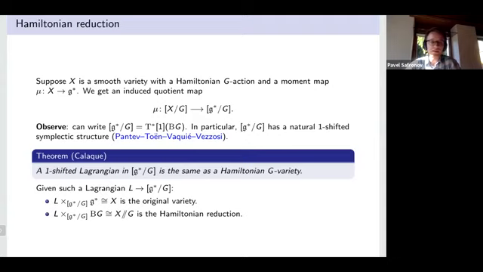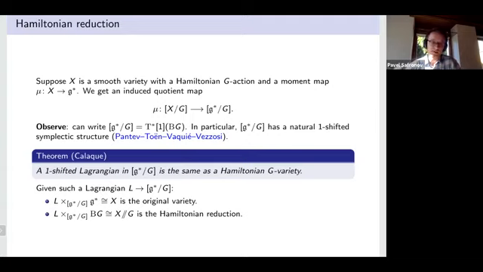So since this map is equivariant, you can mod out this map by G, and you get an induced map on quotients. So you have a map from X mod G to g dual mod G. Now you start with X being a symplectic variety, so you can ask what are symplectic properties of this map, or objects appearing in this map. One thing you're going to observe is the target, g dual mod G. You can write it somewhat funnily. You can write this as a shifted cotangent bundle of BG.